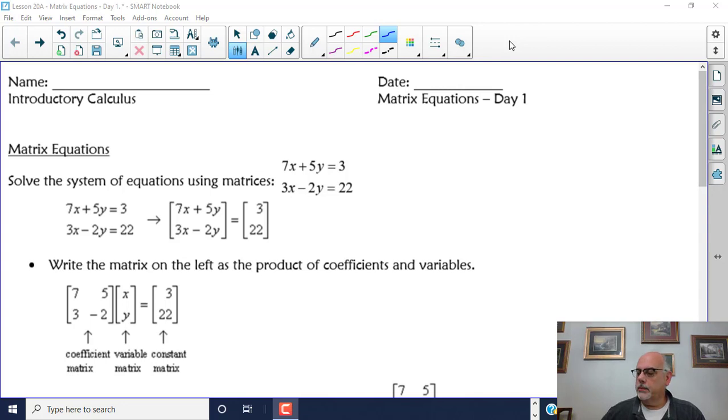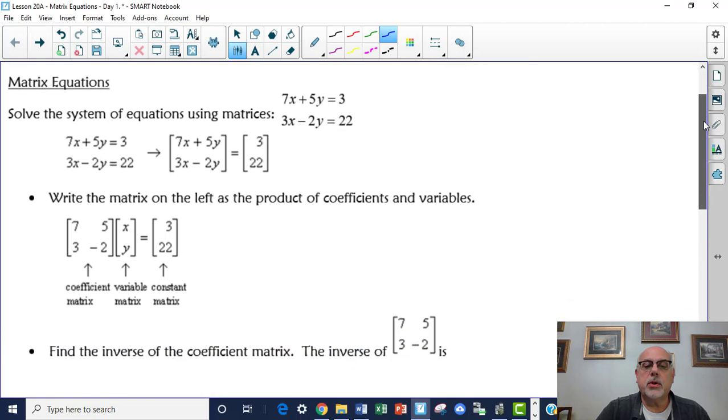Hello everyone, and welcome to the lesson on matrix equations, day one. We're gonna look at equations with just two variables. Tomorrow or the following day, we'll look at equations with three variables. So let's take a look at this.